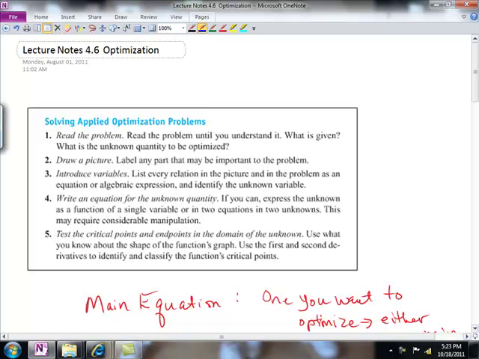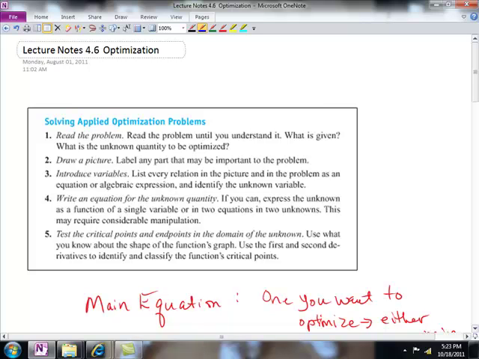Number two, often you need to draw a picture. Label any part that could be important to the problem. Then figure out the variables and the relationships. Identify the unknown variable. Then you're going to write an equation for the unknown. If you can, express it as a single variable or in two equations that have two unknowns. And you have to work at that sometimes.